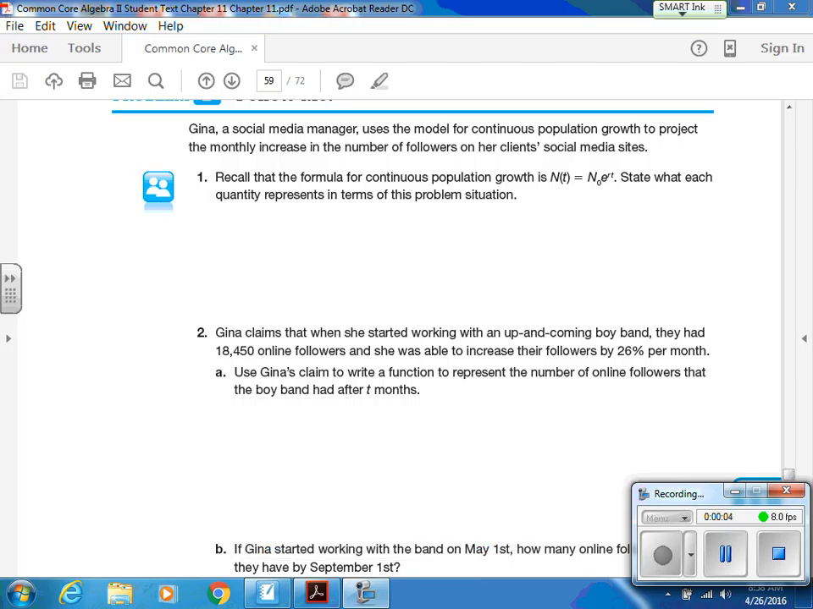Gina is a social manager, and so she uses this model for continuous population growth. Remember, if it's continuous growth or continuous decay, it's going to use E. E is continuous. So, she's projecting monthly increase in number of followers. So, continuous growth is n of t equals n sub 0 times e to the rt.